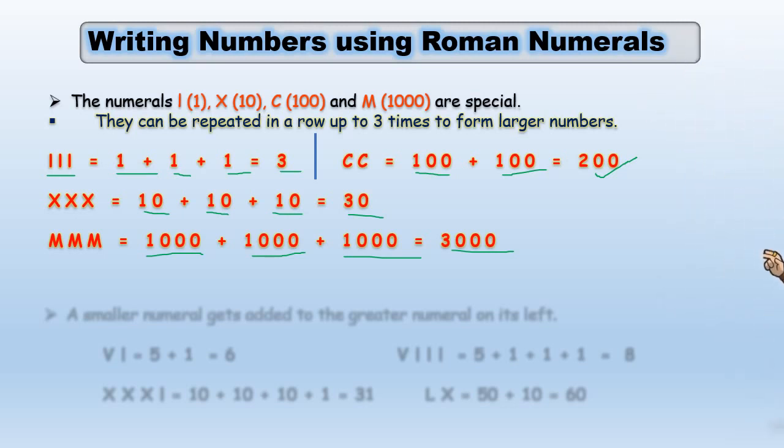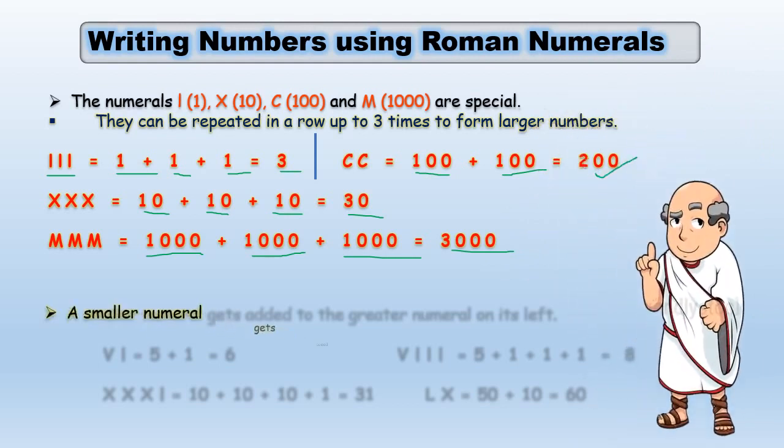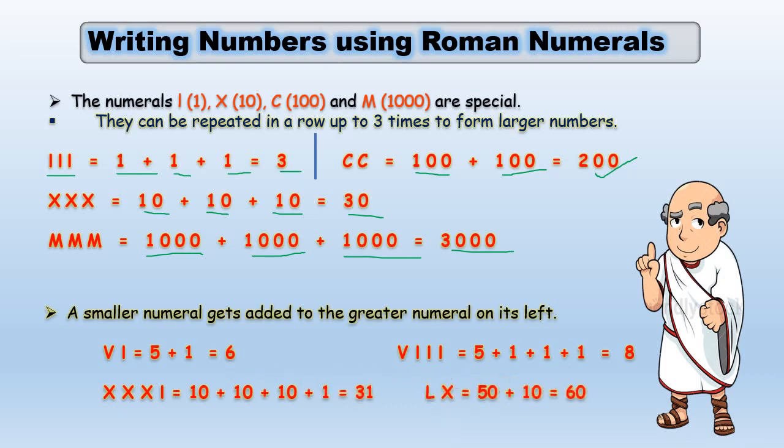Now see what is next rule. A smaller numeral gets added to the greater numeral on its left. Children, please pay attention. It is telling a smaller numeral gets added to the greater numeral on its left. Means smaller number is added to the bigger number if it comes on the right hand side of bigger number. If smaller number is on the right hand side of bigger number. So which is bigger here? 5 or 1? 5 is bigger.